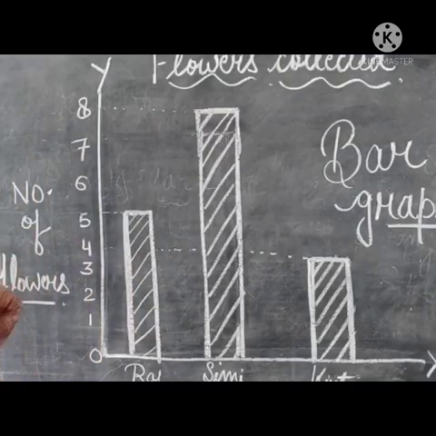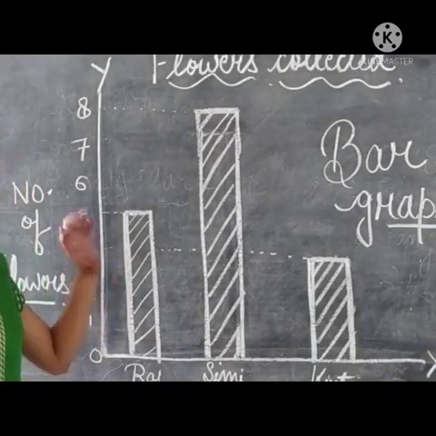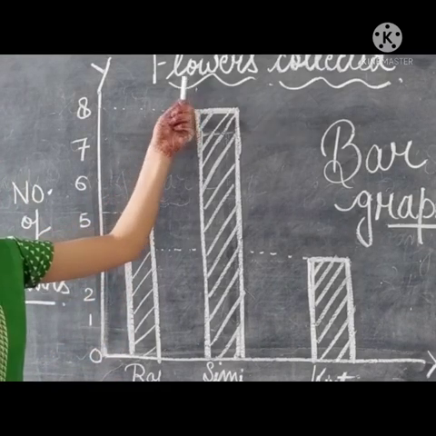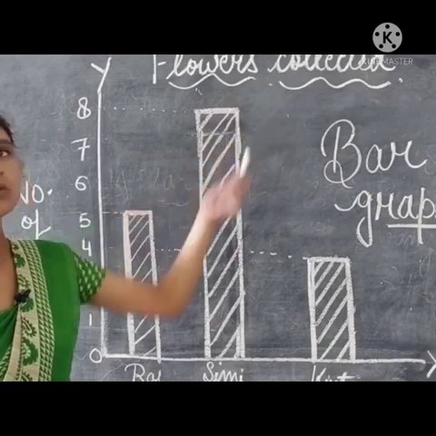Now let us understand it with the help of a bar graph. Every bar graph has a title. Our title is flowers collected.